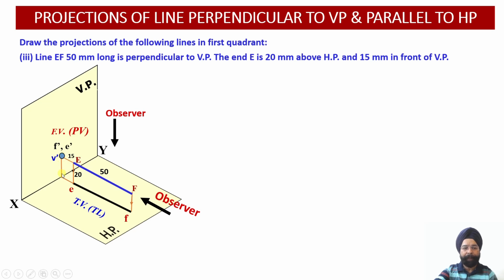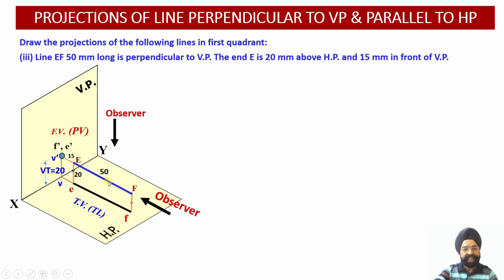I have to drop a perpendicular onto the XY reference line to obtain the perpendicular distance of this point of intersection from the XY line. So I get this point V. Now why is this point named as V? Because it appears on HP. On HP, whatever points are located, they are designated by small alphabets without any dash. So this distance is my vertical trace. And how much will be this distance? This distance is equal to 20 millimeter over here.